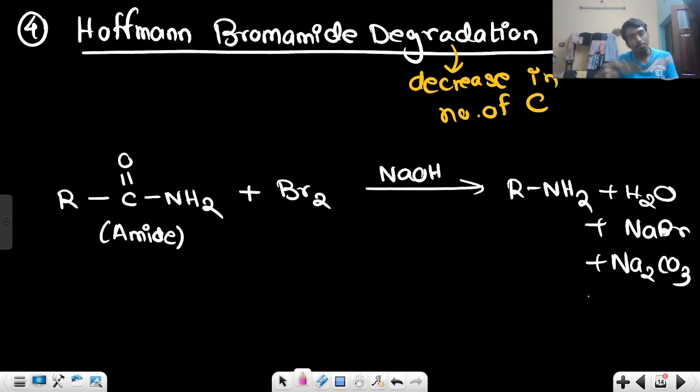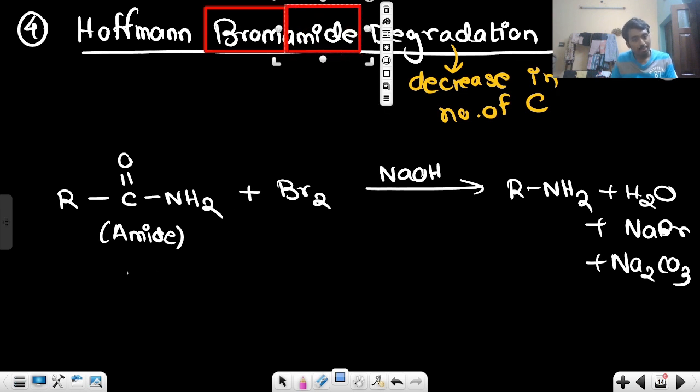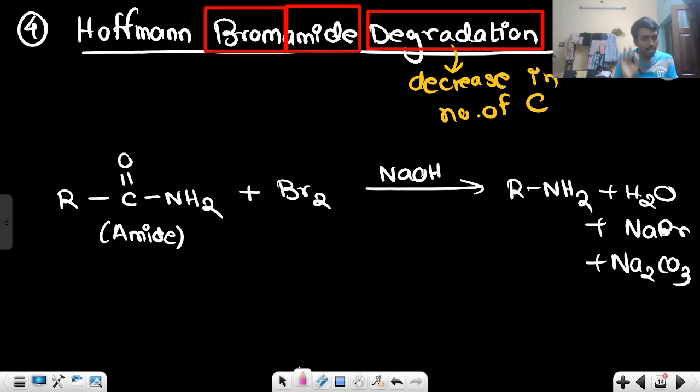Alright. So amide is there and amide goes to amine. This is Hofmann bromamide. The name is only telling you. See the name properly. Brom means bromine is there. Amide is there, and degradation means decrease in number of carbon. So everything the name is only giving you. So amide plus bromine plus NaOH will give you one primary amine. Done.